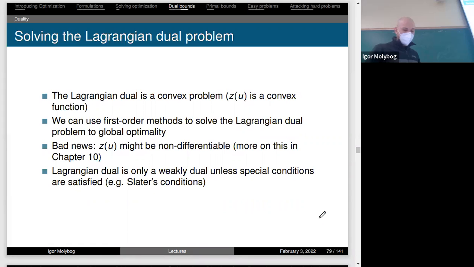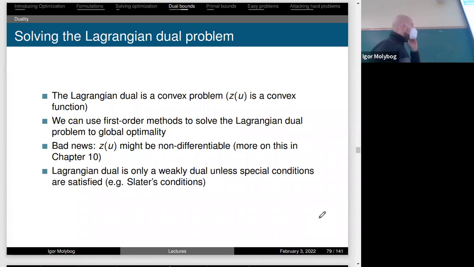Yeah, so I said that even though the Lagrangian dual is a convex function, it's not always easy to optimize over. Most commonly it is. However, the Lagrangian dual is only weakly dual unless special conditions are satisfied, for example, Slater's conditions and others.